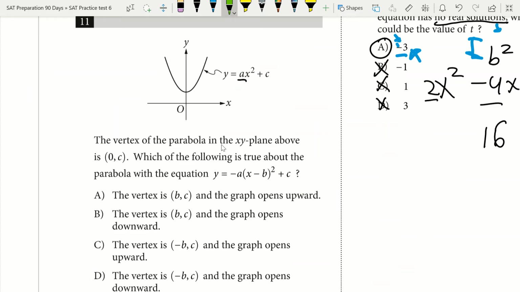Today I have an SAT math tip and trick for you that deals with parabolas, their vertexes, as well as using the context clues within a graph in order to determine its equation and information about it. So let's go ahead and take a look at this graph in question 11 from SAT practice test 6.